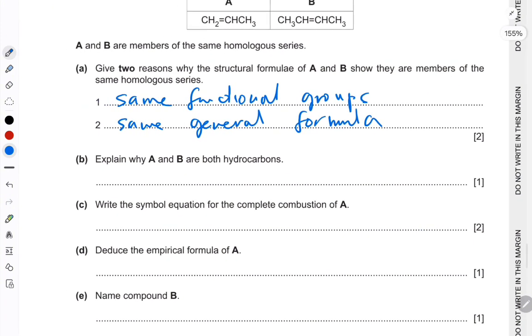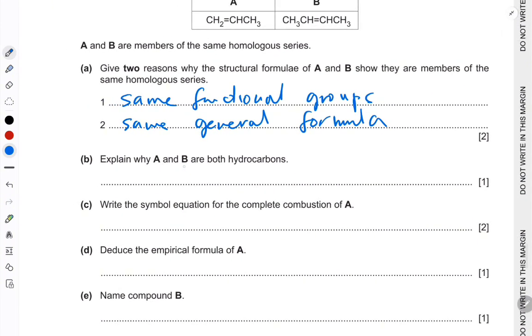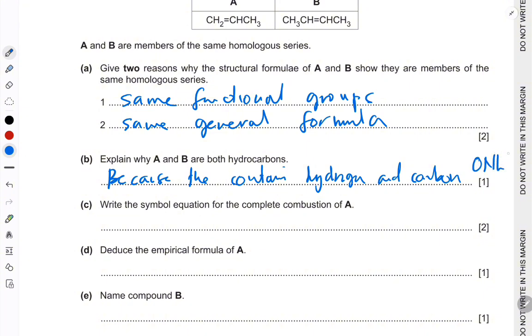Why are A and B both hydrocarbons? Because they contain hydrogen and carbon, but don't forget, only. The examiner always underlines this only. So if you don't say that only, you lose your mark.